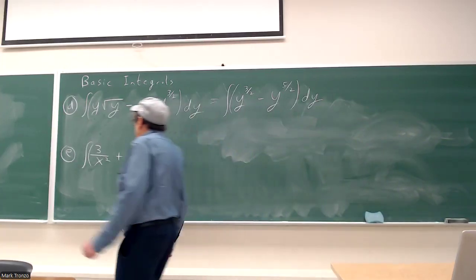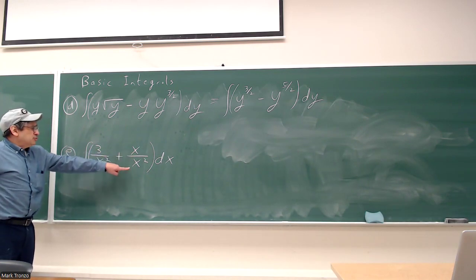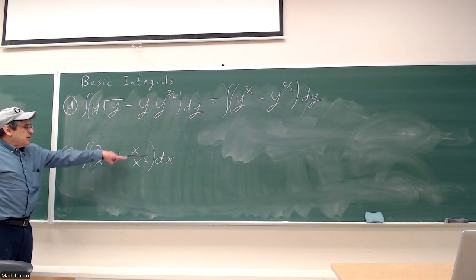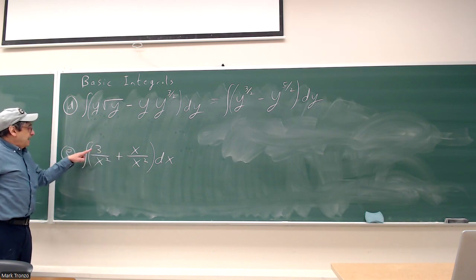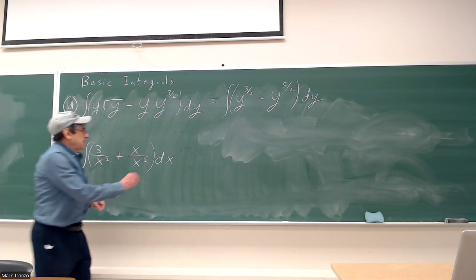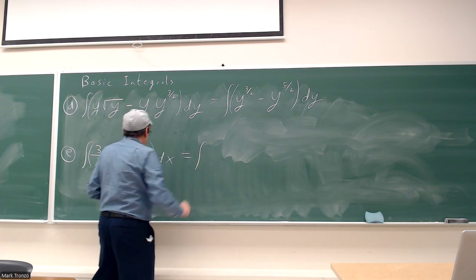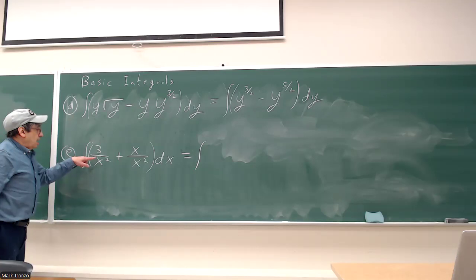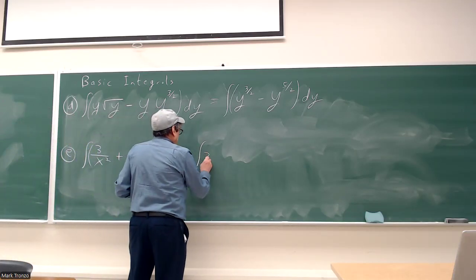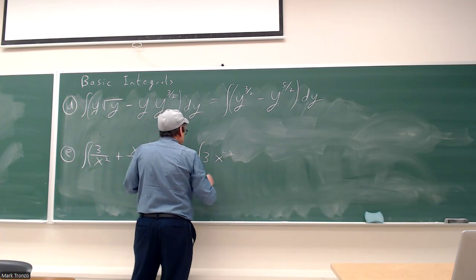Now let's take a look at this one here. Now, once again, over here, this is the quotient. So we'll have to work this out first. And over here, let's bring this to the numerator. And so this is going to be the integral of 3x to the minus 2.